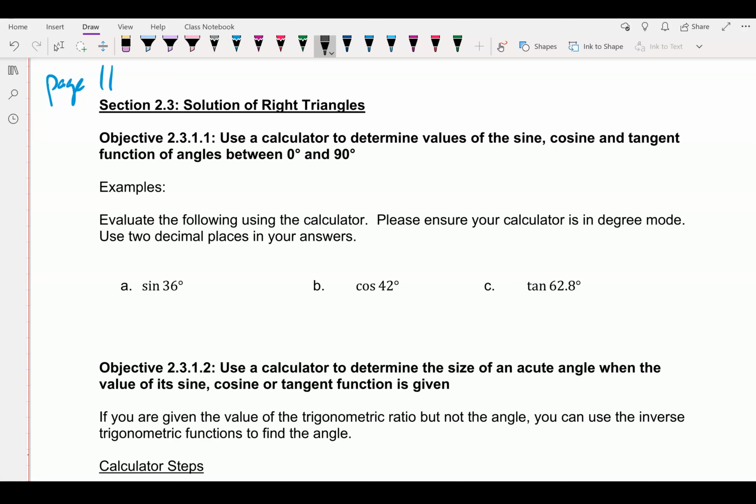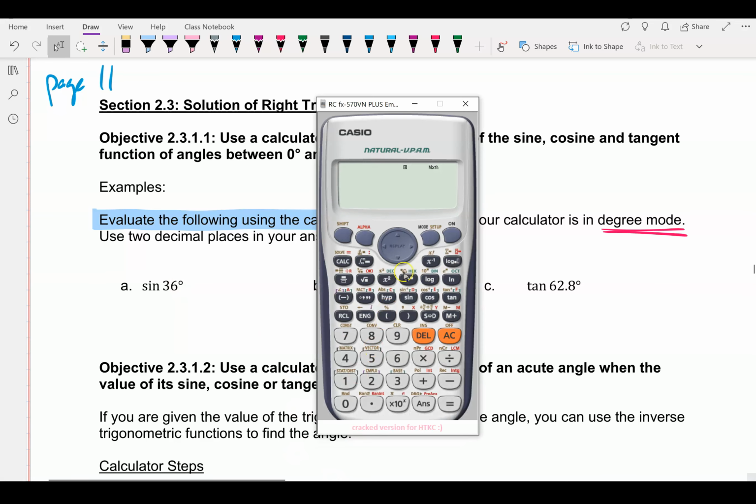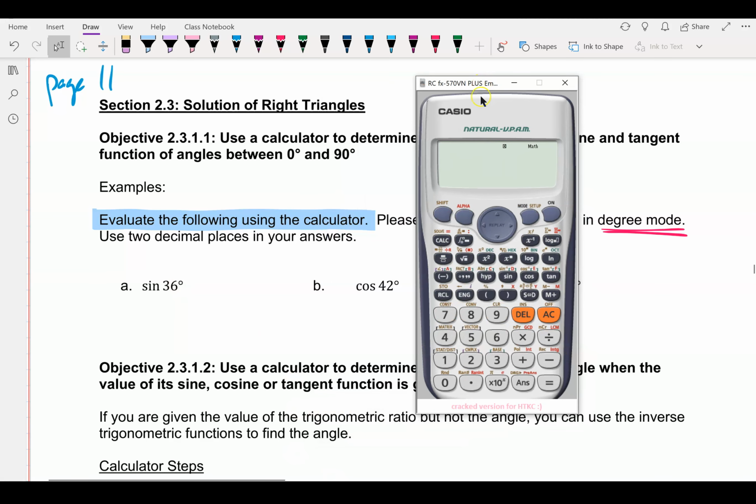In this first case here, we have some examples of evaluating sine, cosine, and tan functions using a calculator. We need to ensure that our calculator is in degree mode, and then we need to use 2 decimal places. What it means by degree mode is that somewhere on your calculator screen, it should tell you that you're in degrees. This is this tiny little D symbol.